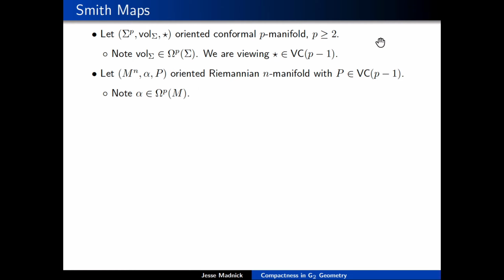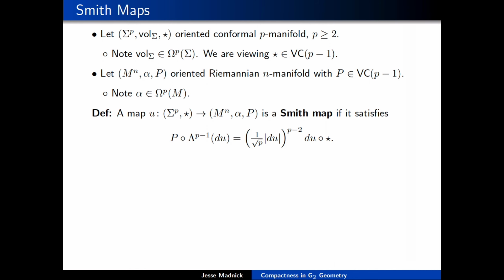For the target of the Smith maps, we'll take an n-dimensional oriented Riemannian manifold with a p-1-fold vector cross product capital P. And again, the induced form is a p form. So what we have is a p form on both the domain and on the target, and we also have p-1-fold vector cross products on the domain and the target, despite the fact that the target has dimension n. So a map U from sigma to M is said to be a Smith map if it satisfies the first order PDE that you see there.